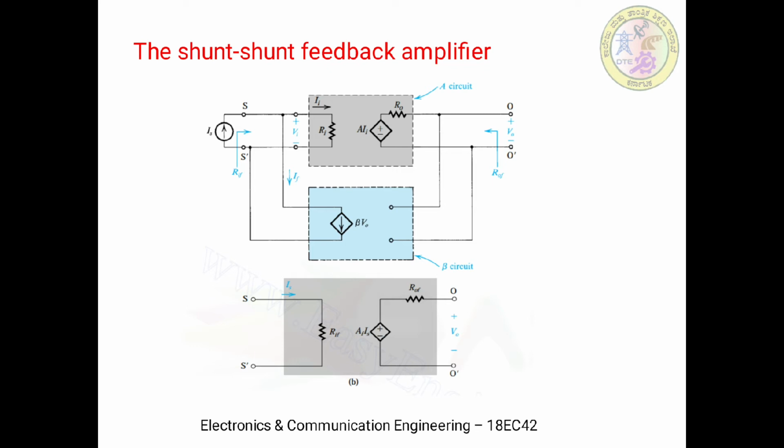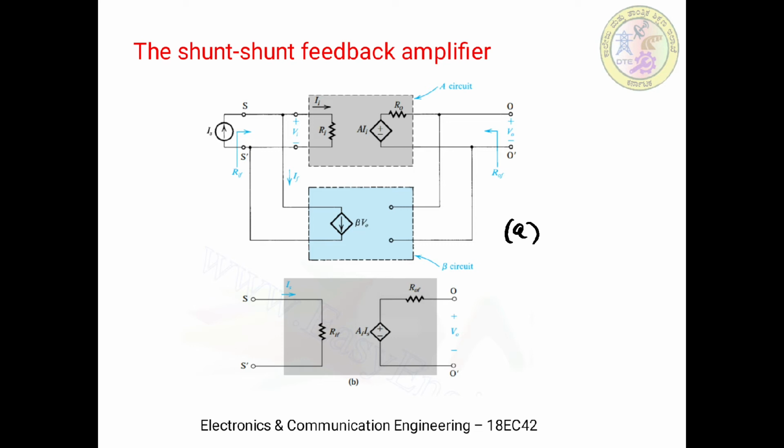Now let us take the next one, that is the shunt feedback amplifier. Now in this configuration also we will write the input resistance RIF as well as ROF. Now the ideal structure is again as shown in figure A here. So you can consider this as figure A, showing the ideal structure of this shunt feedback amplifier, and in figure B we have the equivalent circuit.